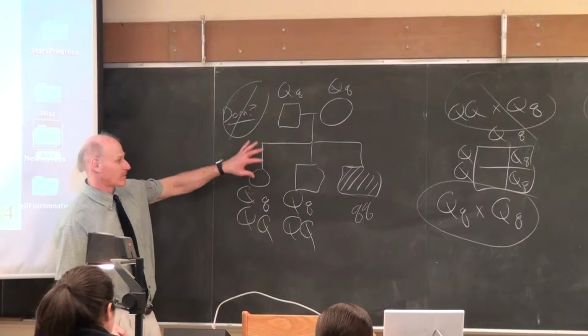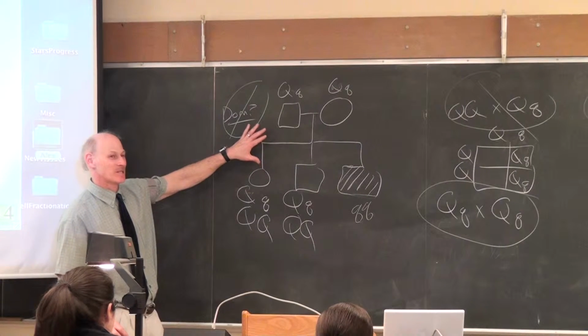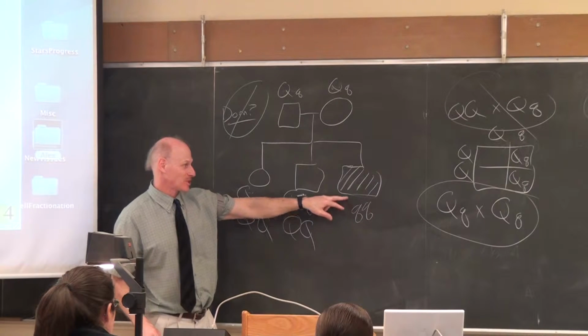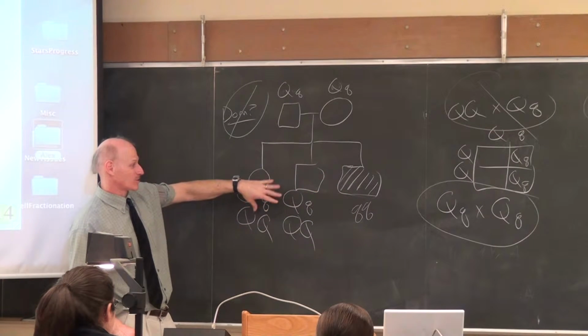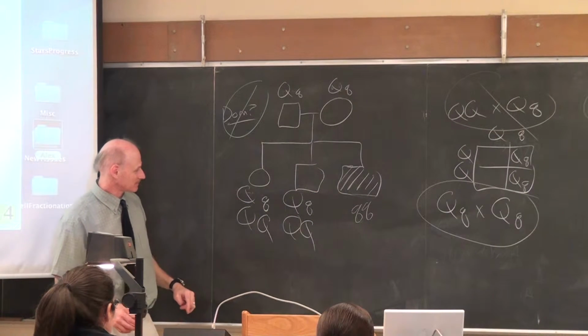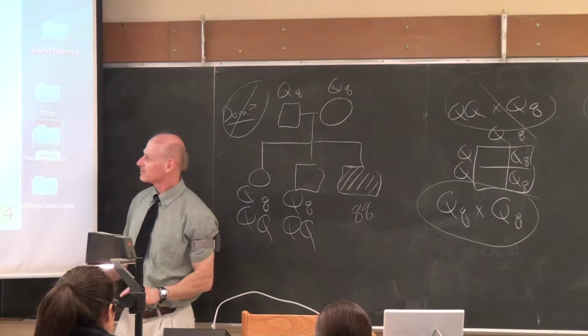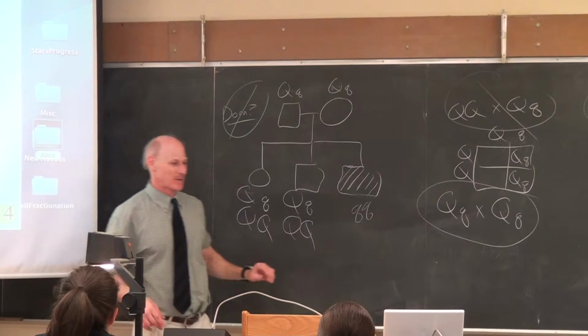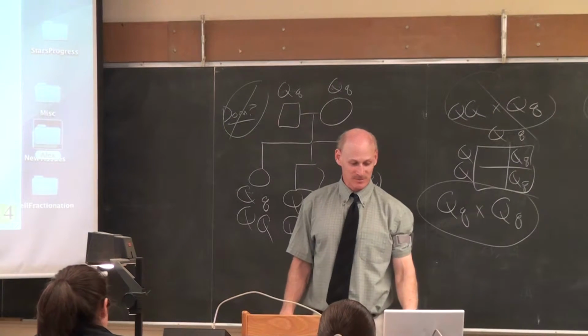So therefore, when you're filling in the genotypes on these pedigree charts, in some cases you'll know the exact genotype, and in other cases you'll just have to guess. But you do know that it's not dominant. That's about the only thing you can really definitely conclude.